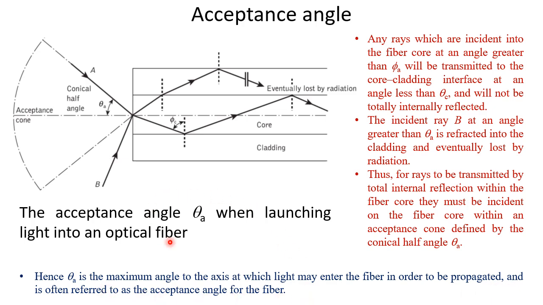So this acceptance angle is a very important parameter for optical fiber communication, because this angle allows us to estimate the direction of the incident light from where we can easily insert the light inside the fiber.